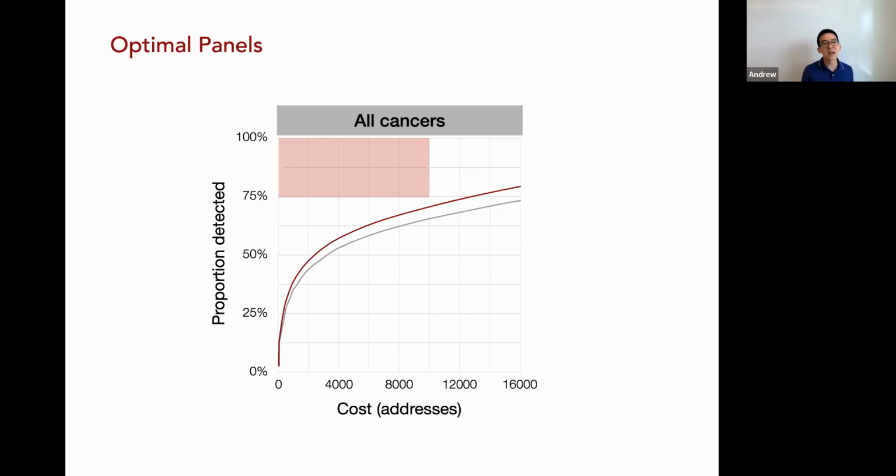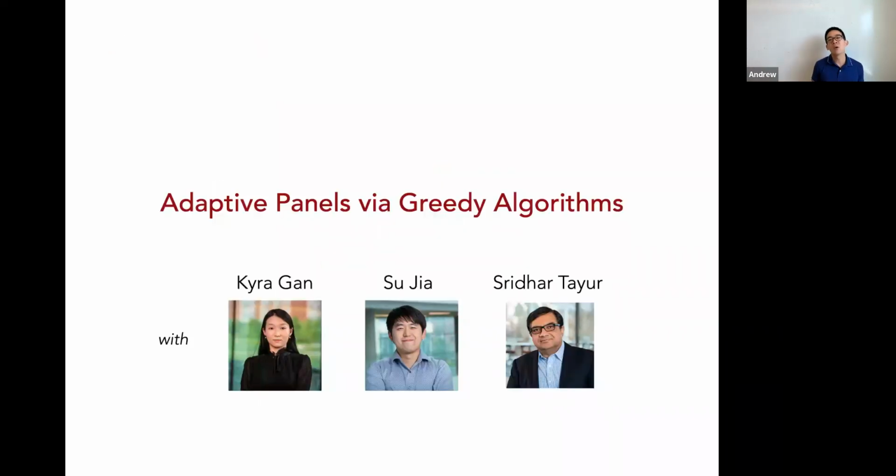Okay, so let me end today by telling you what we did. When I say "we," I mean me and these co-authors here: two of my students, Kirigan and Suja at CMU, and also another faculty member, Sridhar Tyre. What we did was take one step towards an algorithmic solution to this.